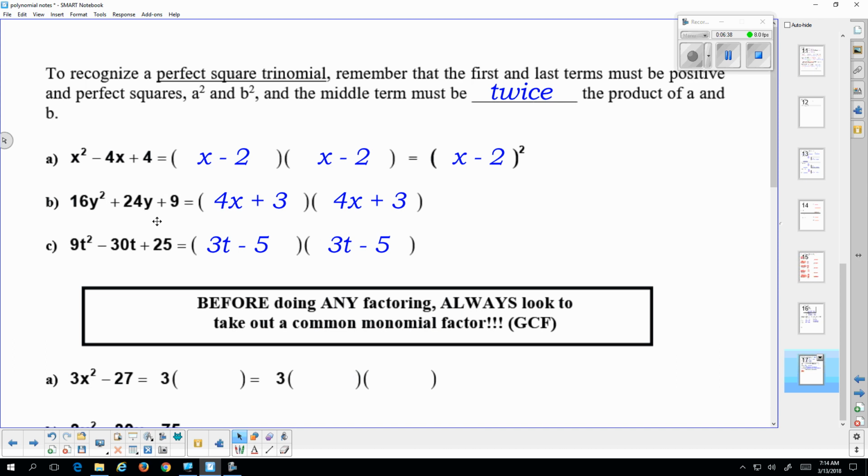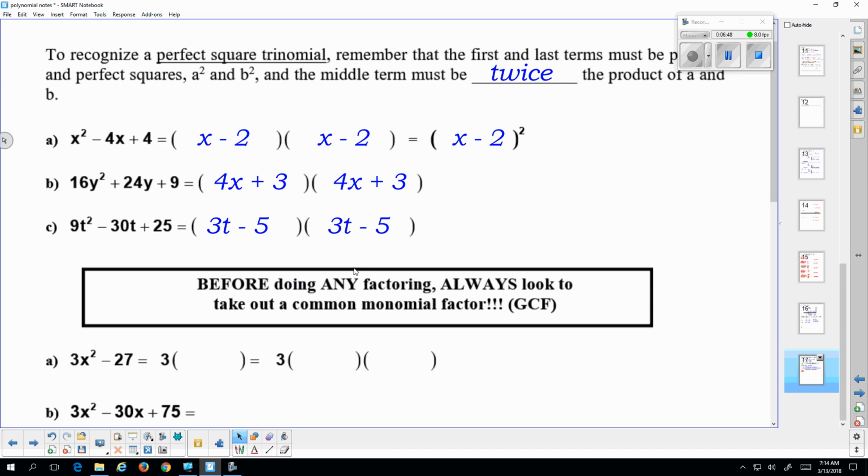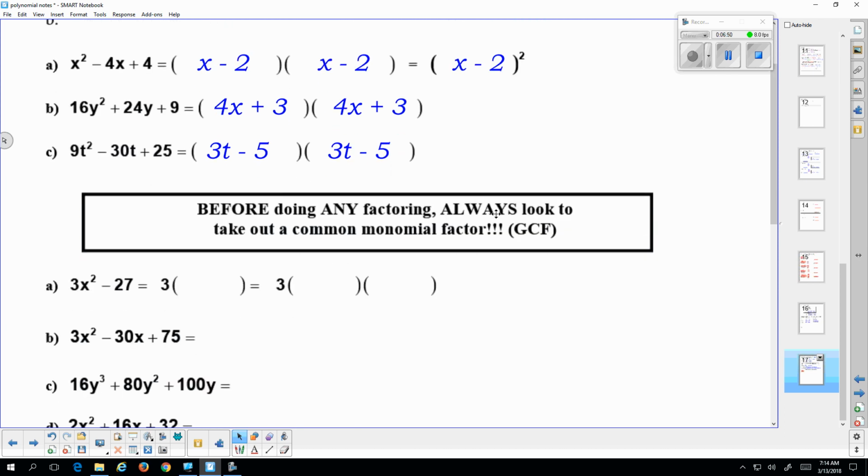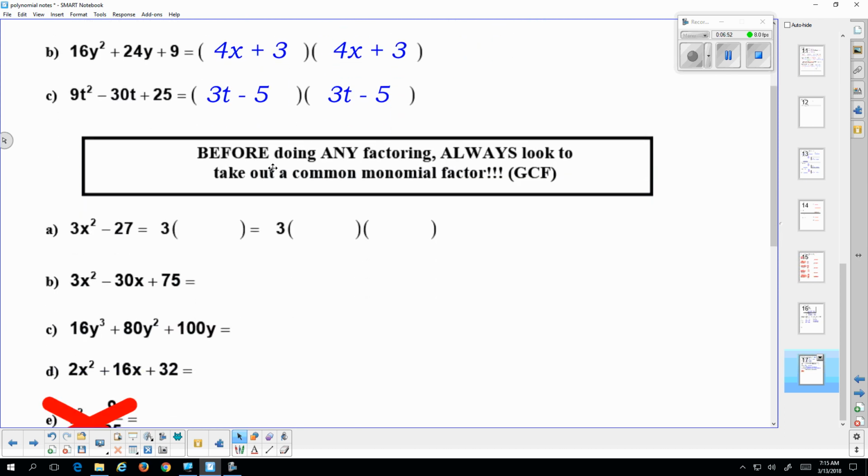Now, if you don't like this, you can go ahead and do what we did in the last section. I'm just trying to give you some shortcuts here so you can save yourself some work. The last part, though, this is something I do actually want you to do. This will make your life a whole lot easier. Before doing any factoring in any of these, see if you can factor out a GCF.